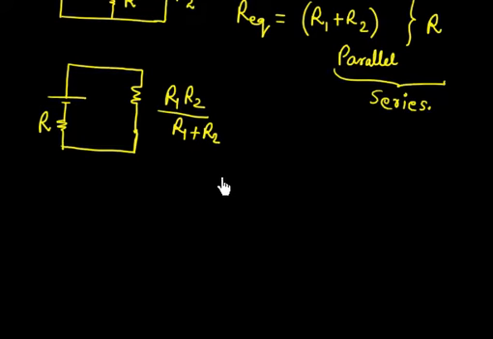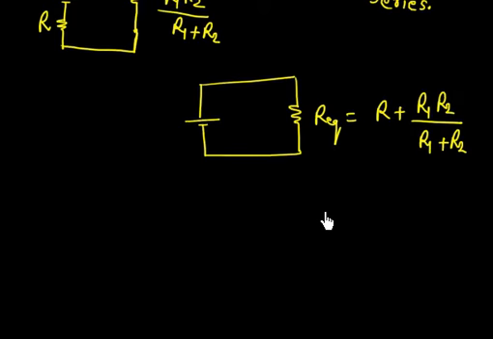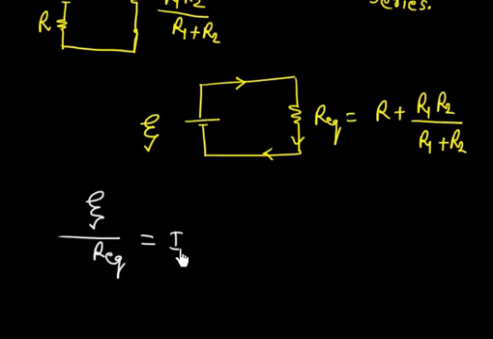So this system can be reduced into this system, and this becomes R equivalent, which is nothing but R plus R1R2 divided by R1 plus R2. Are you getting or not? If you know R equivalent and this Xi is BLV, you can calculate the current through this circuit. So let me now do the mathematics. The current will be Xi by R equivalent, that is the total current through the circuit.